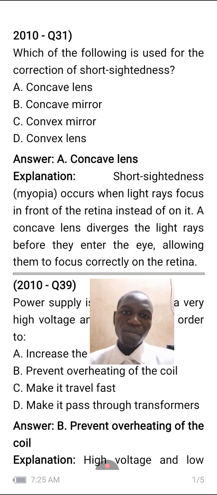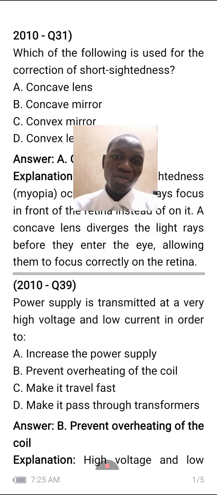All right. So I said short-sightedness or myopia occurs when light rays focus in front of the retina instead of on it. A concave lens diverges the light rays before they enter the eye, allowing them to focus correctly on the retina, thereby enabling the person to be able to see things that are far. Alright, so that's the answer. Let's go to the next question very quickly. I don't want this video to be long, please.